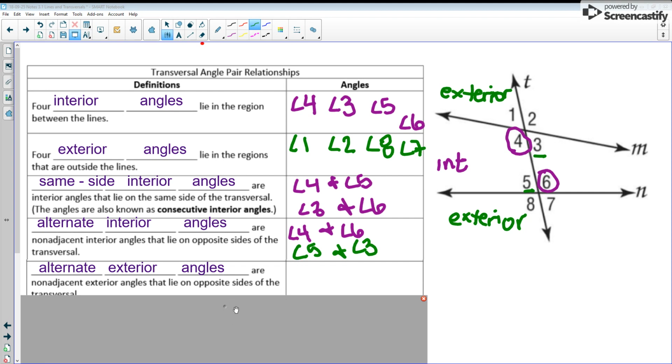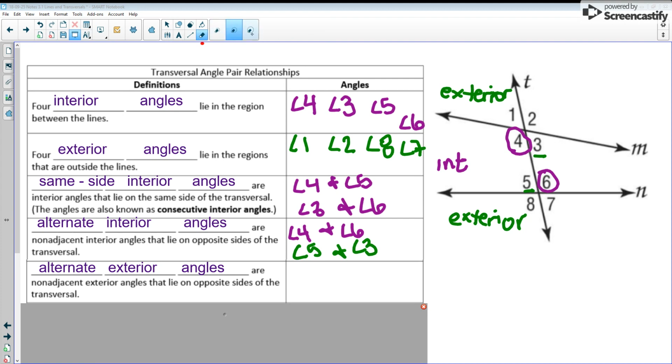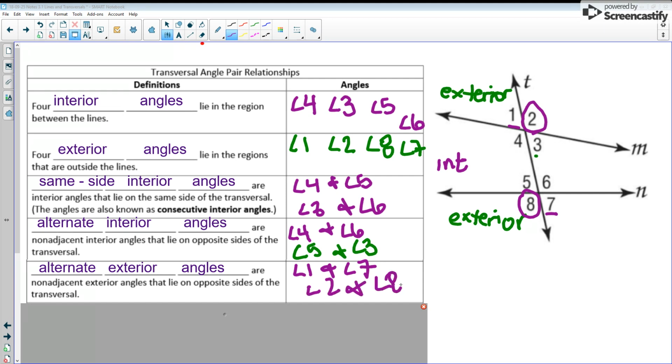Let's talk about alternate exterior angles. It's the same idea, except this time we're looking at the exterior angles, and we want them to be on opposite sides but be outside. Opposite sides would be angle 1 and angle 7. They're opposite and they're exterior. So they're called alternate exterior angles, angles 1 and 7. Also, 2 would be alternate exterior with 8. Angles 2 and 8 are considered alternate exterior.